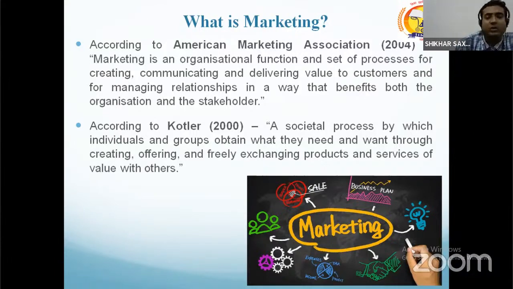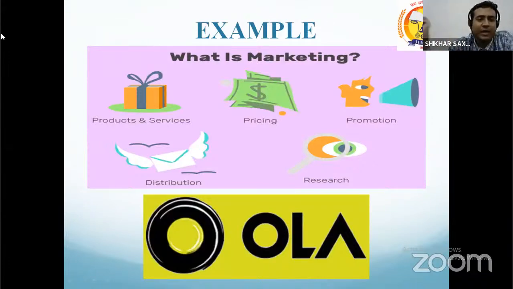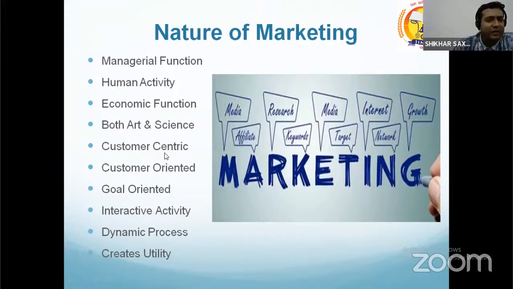According to Dr. Philip Kotler, who is a renowned personality in the world of marketing, marketing is a societal process by which individuals and groups obtain what they need and want through creating offerings and freely exchanging products and services of value with others. Hence, a simple example of marketing is that it provides you with products and services, pricing, promotions, distribution, and research analysis. It means that we first study the market analysis and then deliver the product or service in a manner that could benefit the needs of the customers in a specific manner.